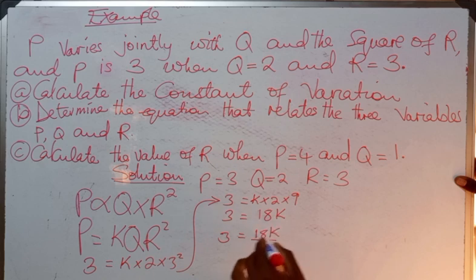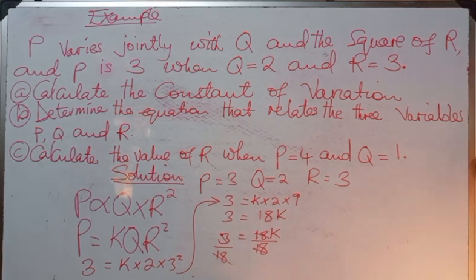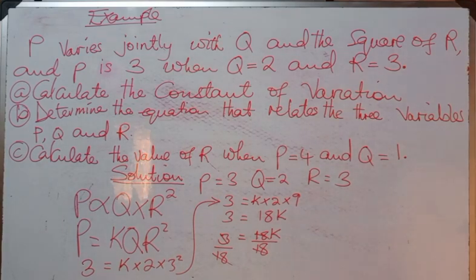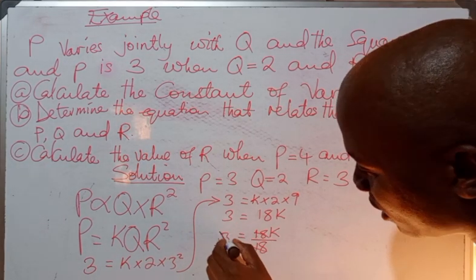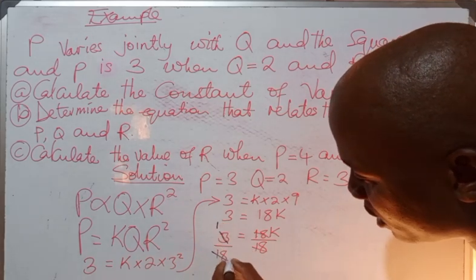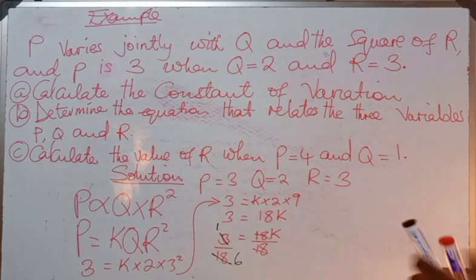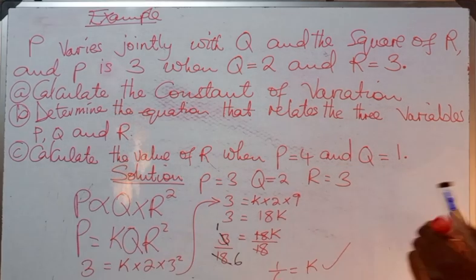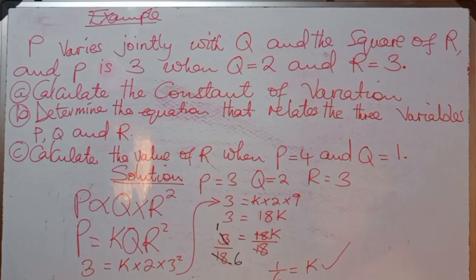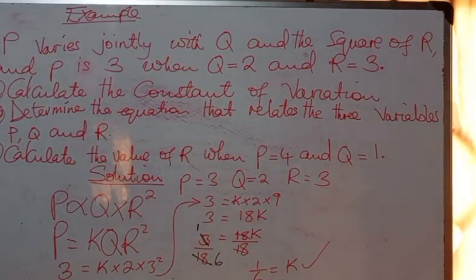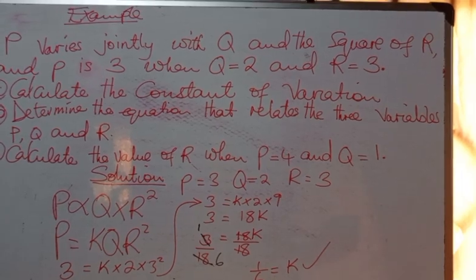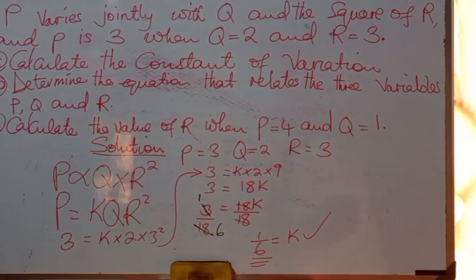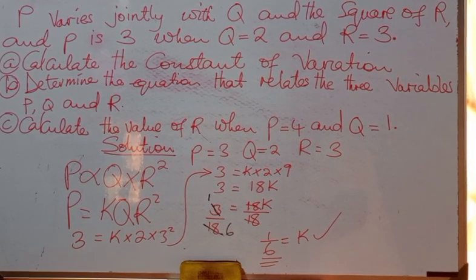Then you say divided by 18 and the other side by 18. 3 into 3 goes 1, 3 into 18 goes 6. So finally our answer will be 1 over 6 is equal to K. So that is the answer we have for K. The value of K is 1 over 6.